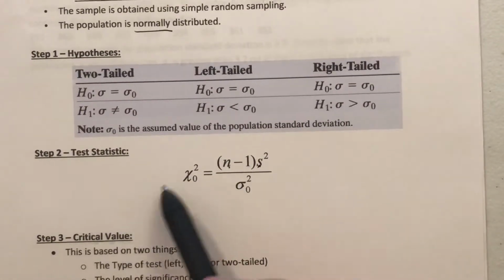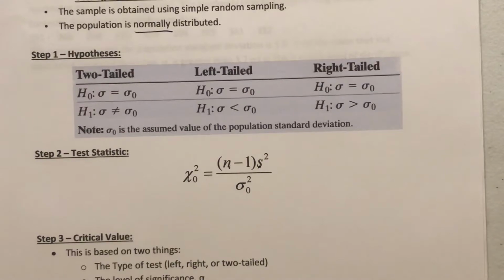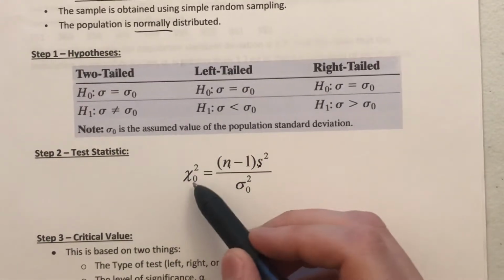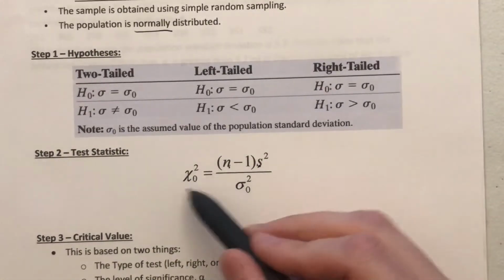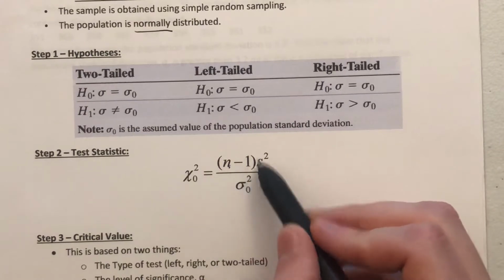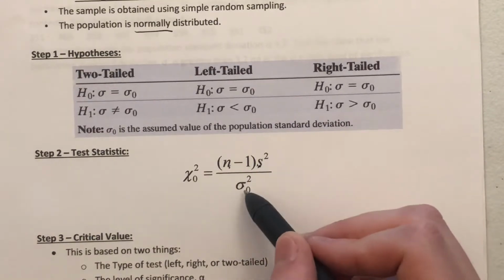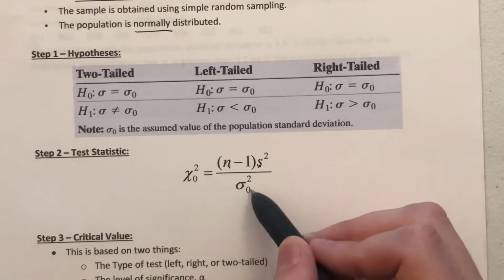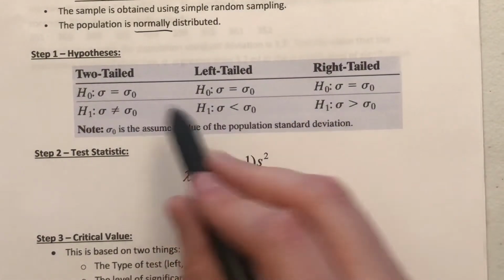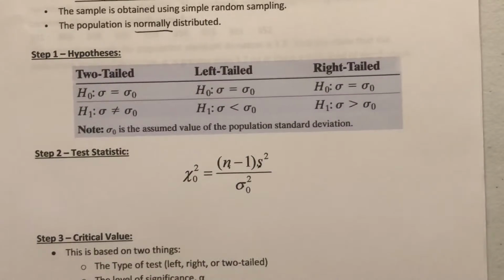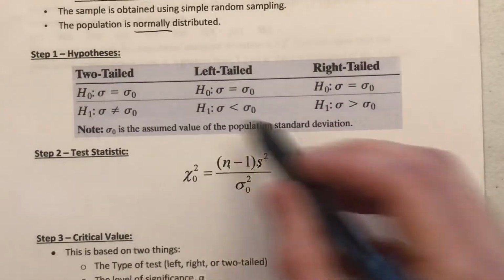We've got a formula that will be determining our test statistic. It's our chi-squared naught, is how you would say that. The test statistic will be sample size minus 1 times standard deviation squared, otherwise known as variance, divided by our sigma naught, which will come from the previous believed value, that squared.